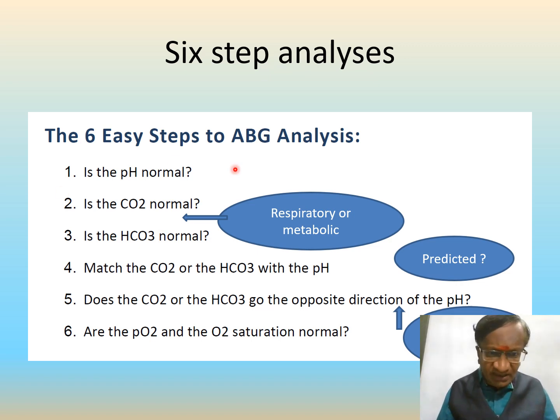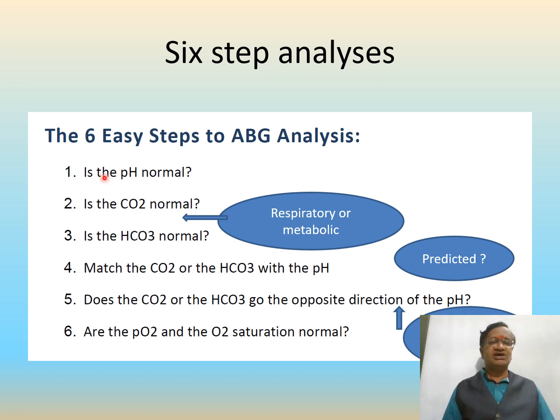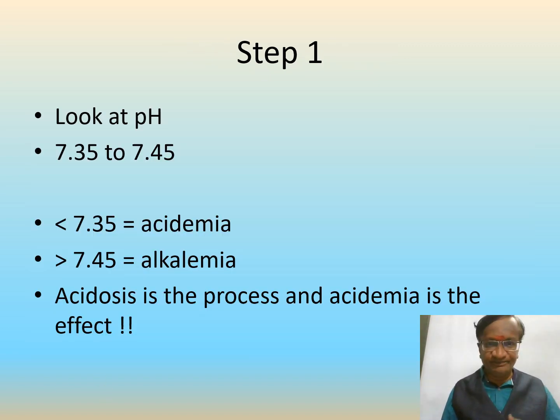Is the pH normal? pH is normal between 7.35 and 7.44. Is the CO2 normal? It's around 35 to 40. Is the bicarb normal? Around 19 to 24. Match the CO2 and HCO3. All these things are the six steps of ABG analysis.